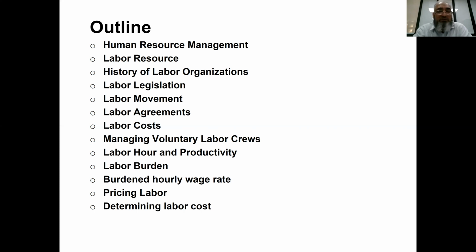So we will also find the burdened hourly wage rate. And in our bid estimate or project estimates, how we are going to price labor or how we are going to find the labor cost.